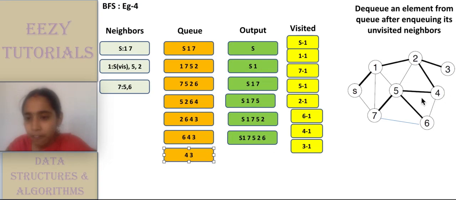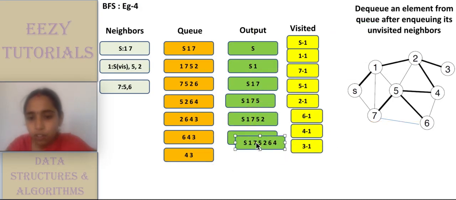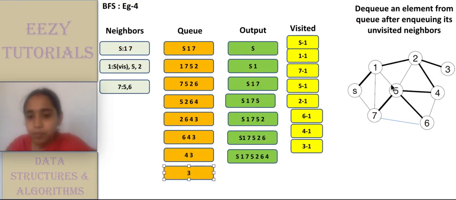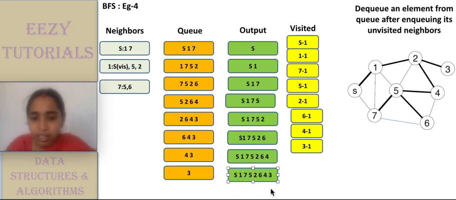So now I am going to dequeue the next element, 4. I am seeing in the graph 5, 2 and 6 are the neighbors. 5, 2 and 6 are already visited. So directly I can dequeue 4 into the output screen. So at the end I am having 3. So the neighbors for 3 I am checking. The neighbor for 3 is only 2. 2 is already visited. So directly I can dequeue the element 3.